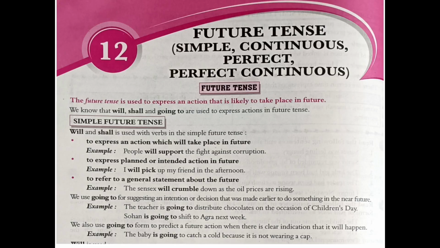So, what is future tense? Future tense is used to express an action that is likely to take place somewhere in future. Understood? Let's talk about simple future. To express an action which will take place in future. Okay? The second thing, to express planned or intended action in future.